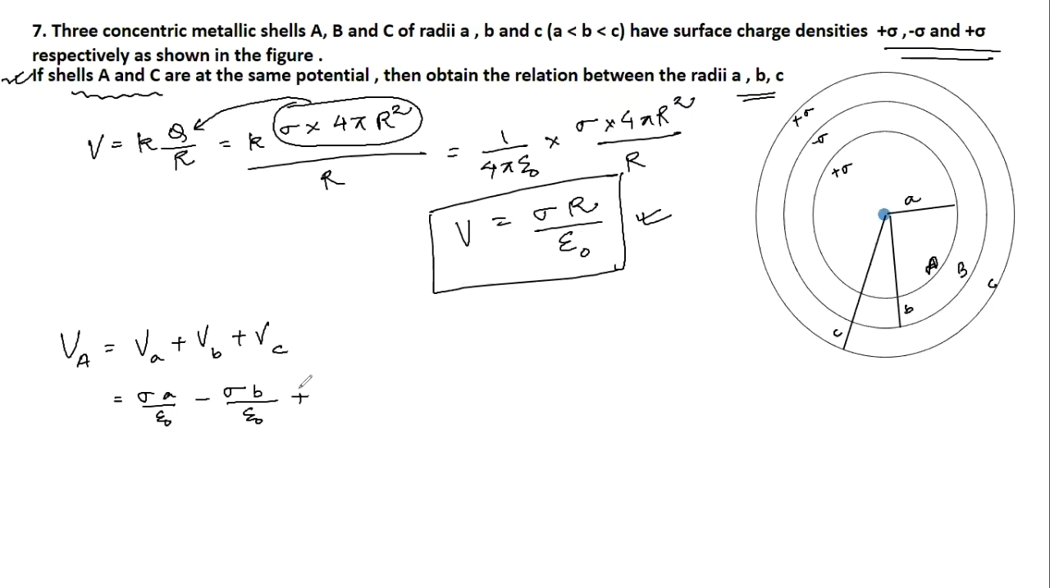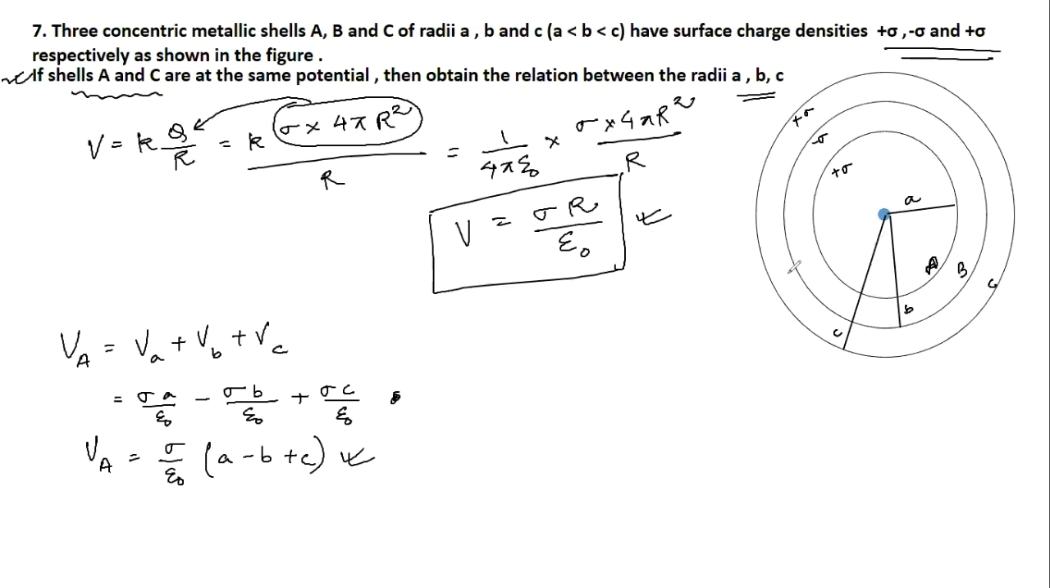and our third shell with radius C having charge density of plus sigma multiplied by C by epsilon naught. Okay, so this is how potential at the metallic shell A is calculated. So if you take sigma by epsilon naught common, you get something like A minus B plus C. So this is the net potential at the surface A.